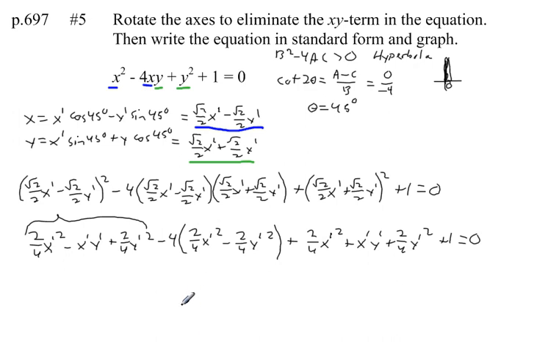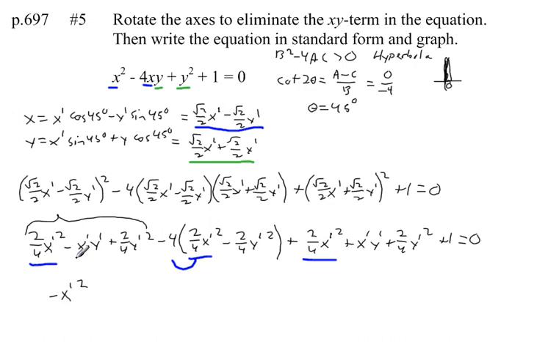Okay, let's try to combine what we have. So I'm going to underline all my x prime squareds. So I have 2 fourths x prime squared. Right here I have minus 4 times 2 fourths x prime squared. Here I have another 2 fourths x prime squared. So this is equal to 1 half. This is negative 2. This is another 1 half. So 1 half plus 1 half is 1 minus 2 is going to give me minus 1 x prime squared.